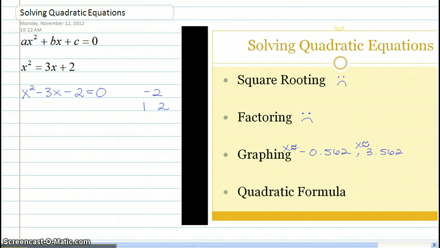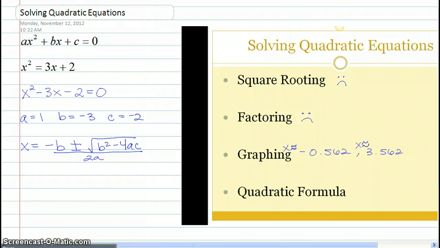Now whenever we solve things, we want exact answers. So because the first 2 didn't work and graphing only gave us decimals, we definitely need to try quadratic formula because quadratic formula works for every single problem that we're going to see. So here's our quadratic formula.